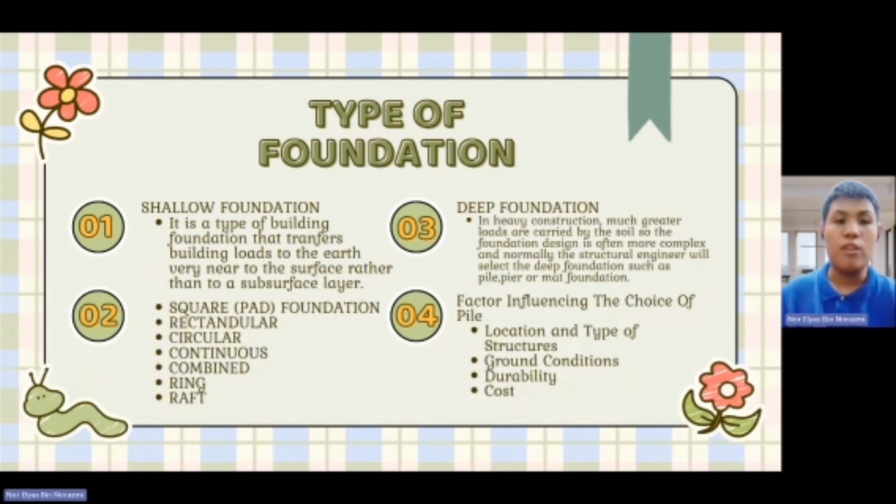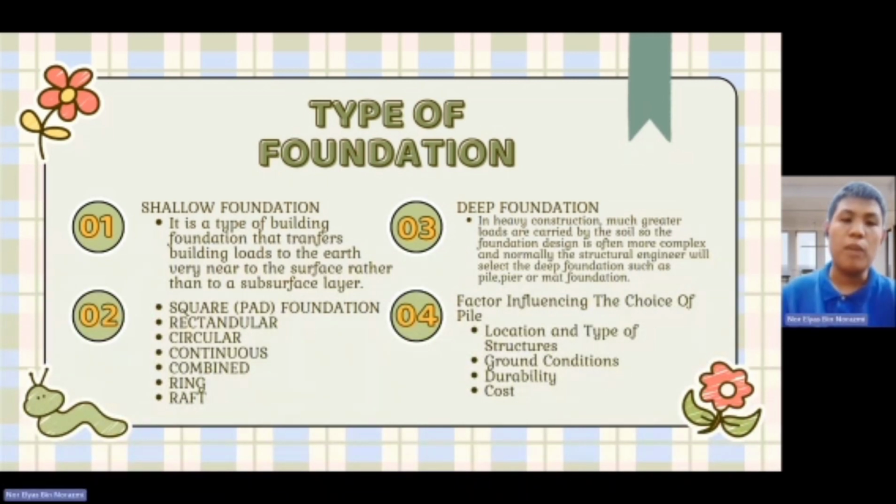Next is the rectangular foundation. This type of foundation is usually used when obstruction prevents the square foundation from being built. Next is the circular foundation. This is frequently used as flat post, light stand, and power transmission line foundations. Next is continuous foundation. Continuous foundation is known as wall foundation or strip foundation. It is to support load-bearing walls.